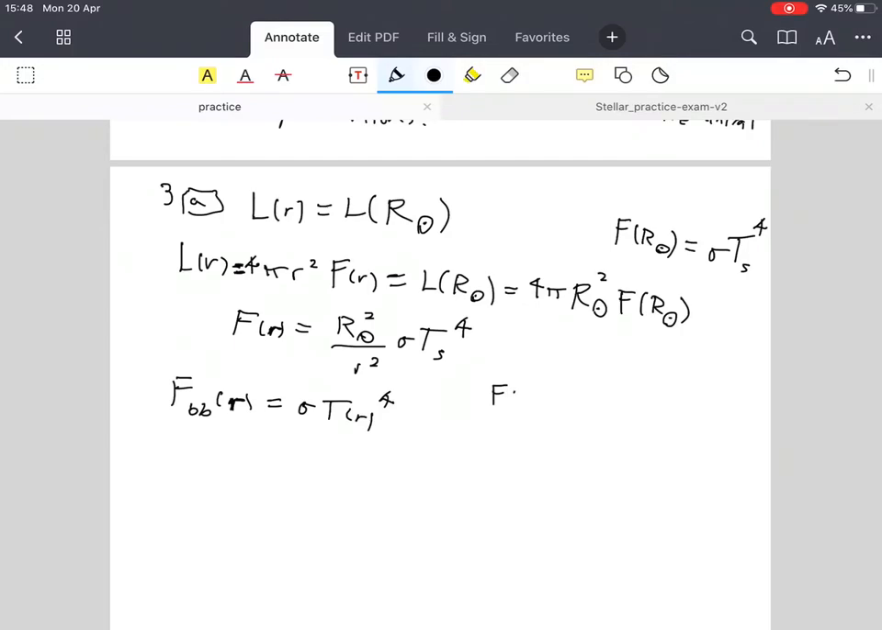And now we can take the ratios. So we have F of R over the black body flux at that same R position.